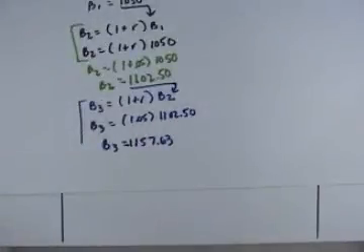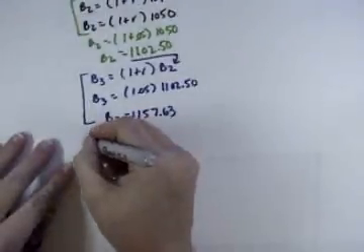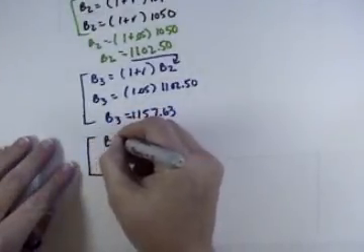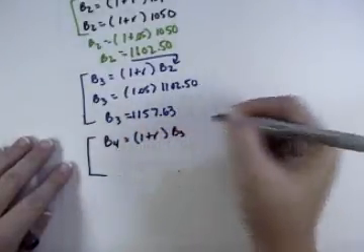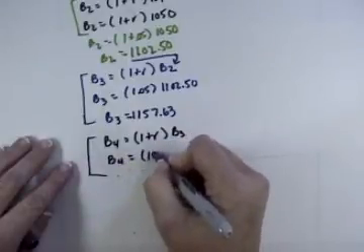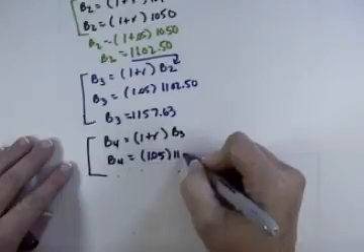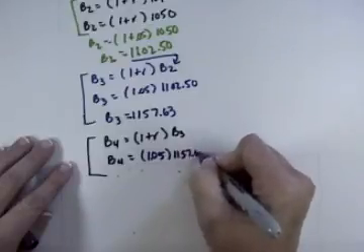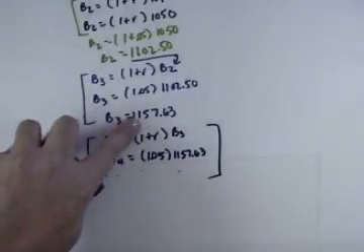And part C is, what is the 4th one? Move some of my paper down. Change colors, just so you can see it. So let's do, again, organize. B sub 4 equals 1 plus the interest rate times the third year. So what is my fourth year? Fourth year is equal to 1.05 times $1,157.63.